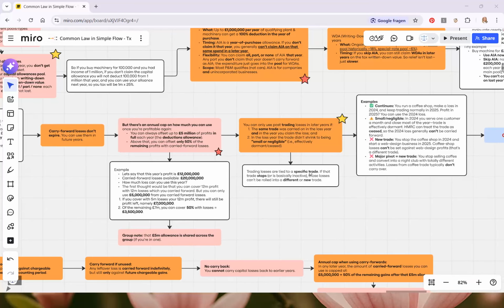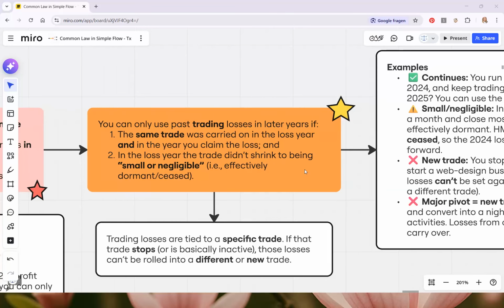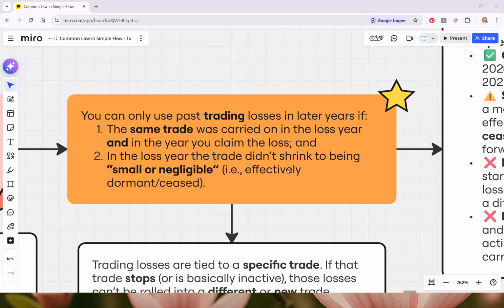So let's go back. You can use past trading losses in later years if the same trade was carried on in the loss year and in the year you claim the loss. And in the loss year, the trade didn't shrink to being small or negligible, for example, effectively dormant or ceased. So these are two important requirements for the trading losses to be taken forward to the next years.